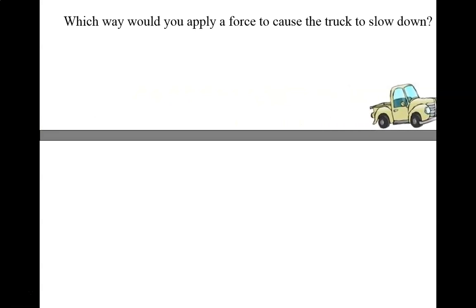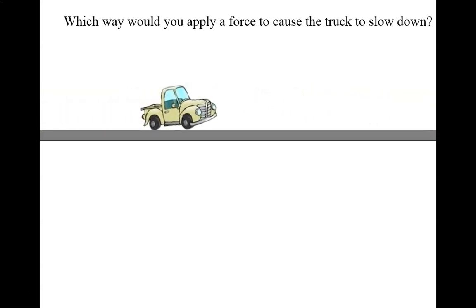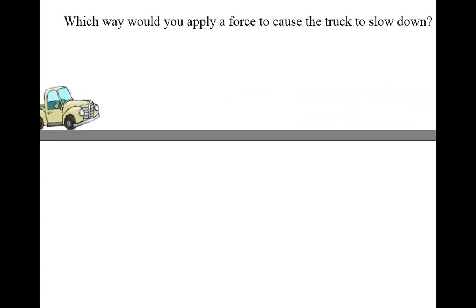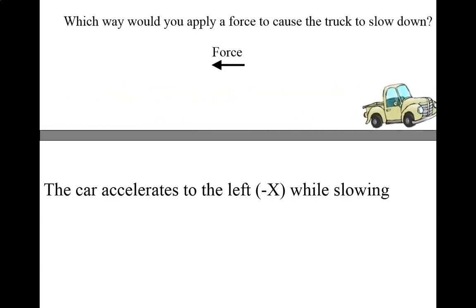Remember what happens if something is moving to the right and it accelerates to the left. So we're going to push it to the left. What's going to happen if the acceleration and velocity are in opposite directions? Well, an object slows down. Remember that displacement versus time graph gets flatter. So we'll exert a force and we'll cause it to slow down.